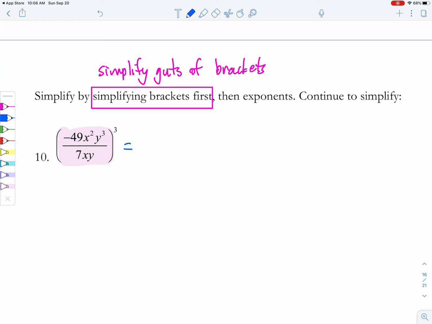So if I look at that highlighted pink fraction, minus 49 over 7 leaves us with a minus 7 up top. x squared over x leaves me with an x up top. y to the 3 over y leaves me a y squared up top. And there is nothing in the bottom. There would be a 1, but it's not really there. And that's all to the exponent 3.